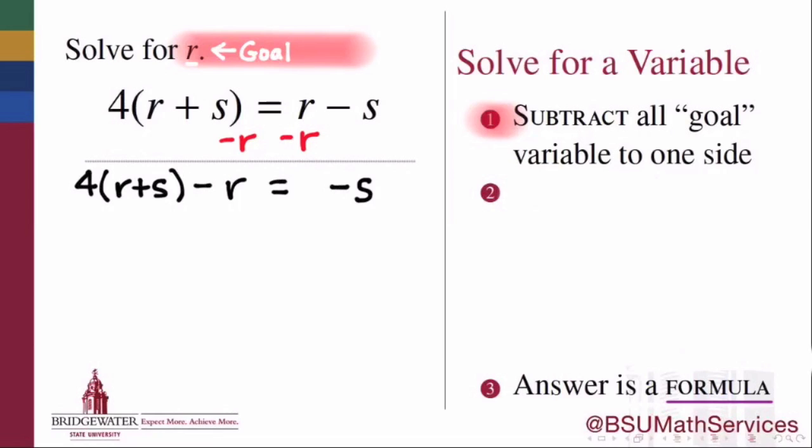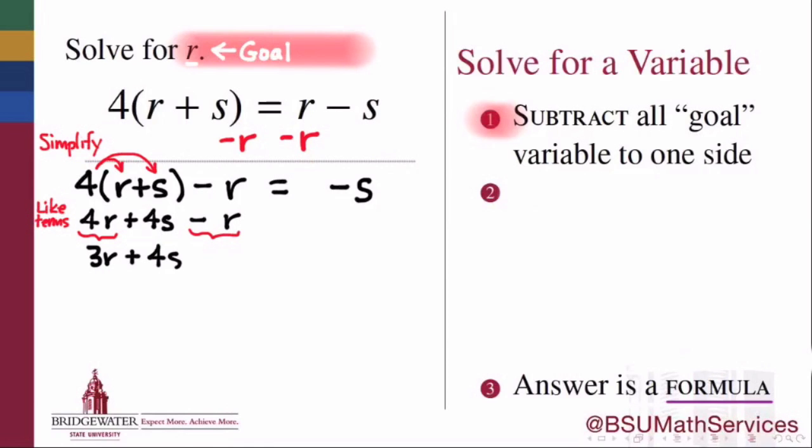Simplifying the expression on the left involves removing the parentheses by distributing the multiplication by 4 across the addition of r plus s inside the parentheses. That will give us the expression 4r plus 4s minus r. The 4r and the minus r are like terms because they have the same variable factor, r. We can combine those like terms by adding their coefficients, 4 plus negative 1, to get 3. So after simplifying the expression on the left-hand side, we end up with 3r plus 4s.